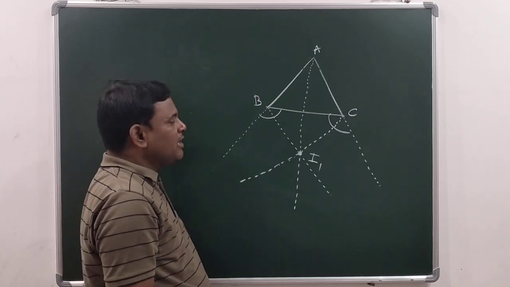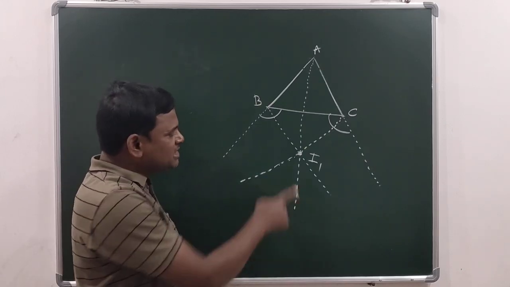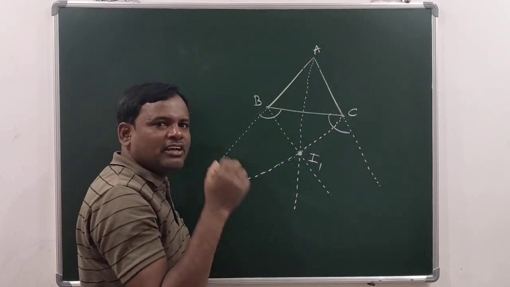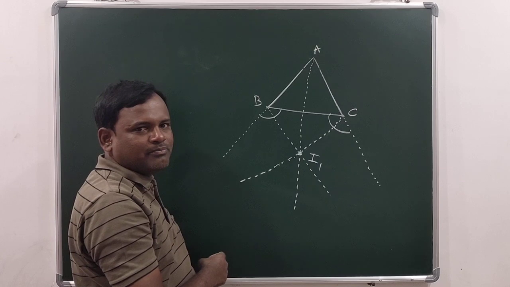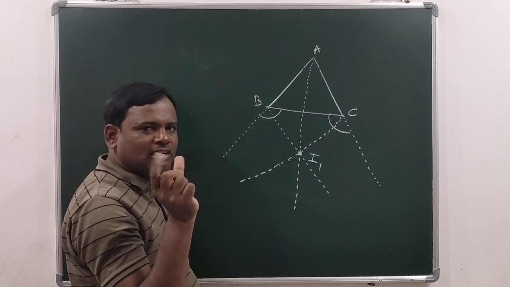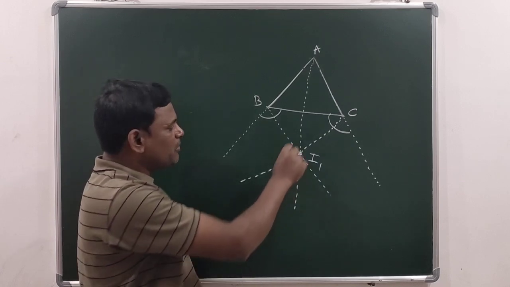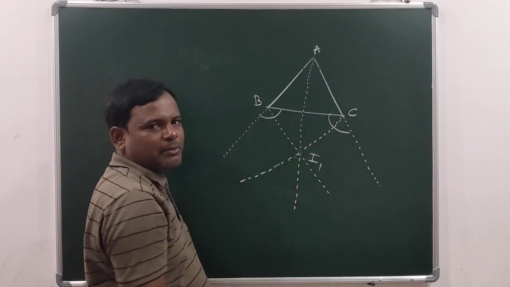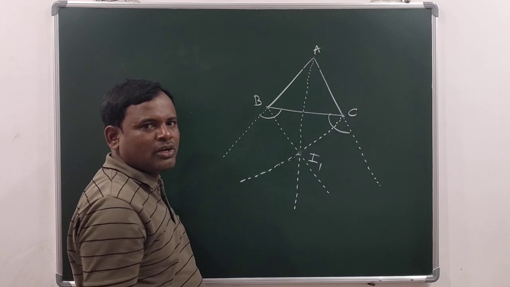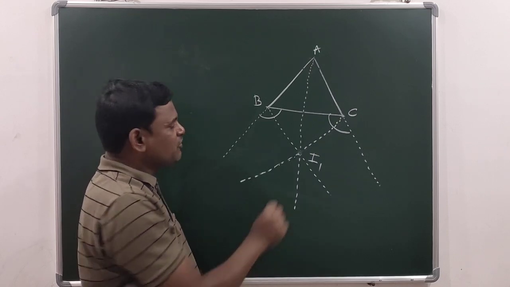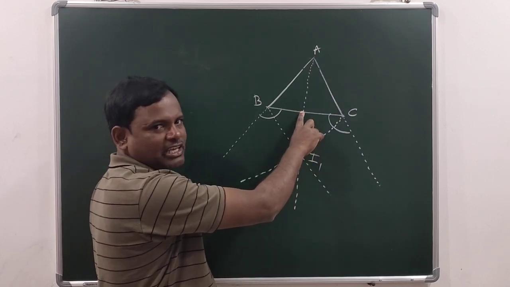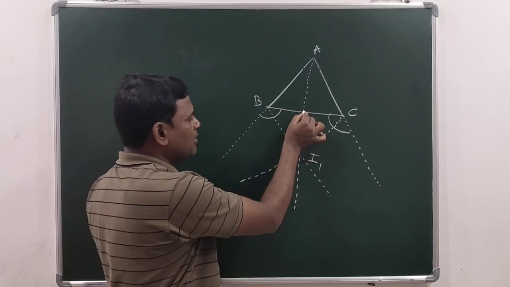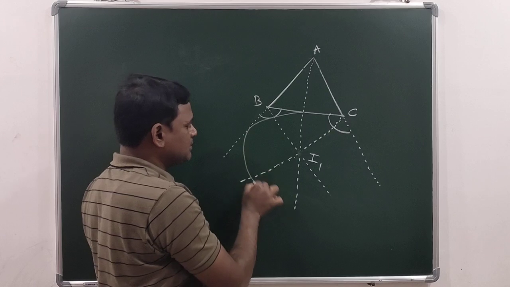Okay, right. Now if you measure the distance from this I1 to AB side and AC side and BC side, we will get the same. If you want, take a compass and measure the distance from I1 to BC and I1 to AC, I1 to AB. We will get the same. Now take a radius from I1 to BC and draw one circle. So we will get one circle like this.